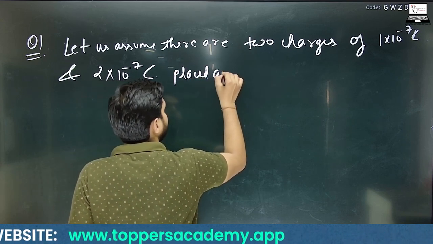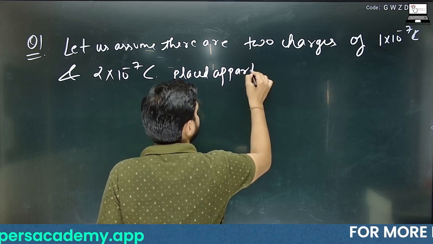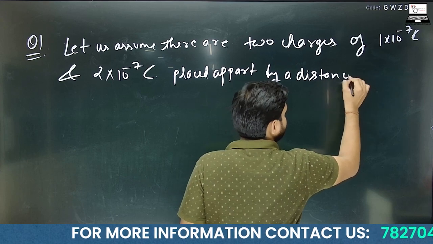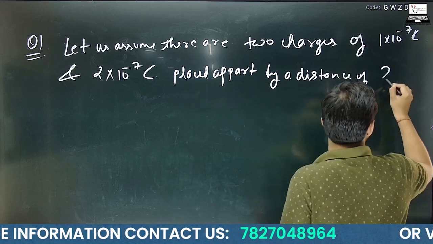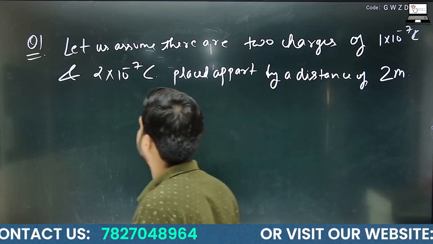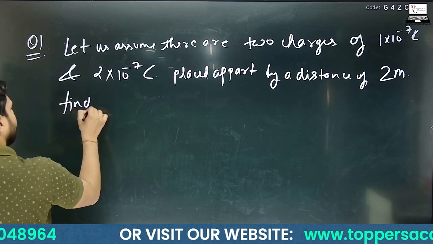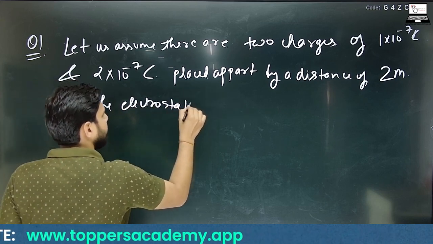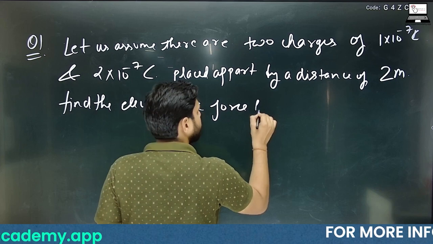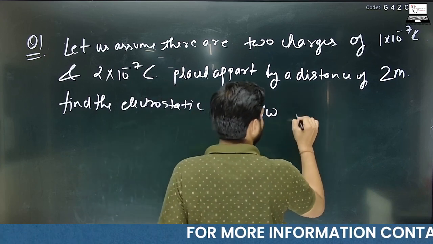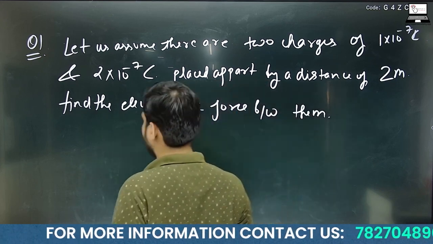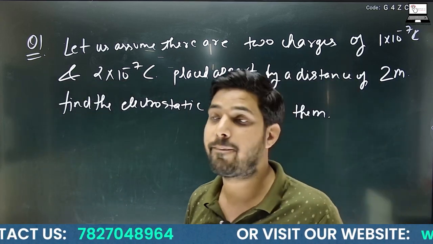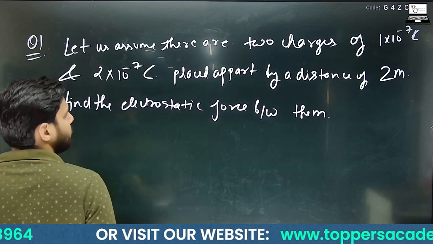Placed apart by a distance of 2 meters, find the electrostatic force between them. We have to find only the magnitude of the force, not the direction of the force. Obviously, they will be in opposite direction. So this is the question.